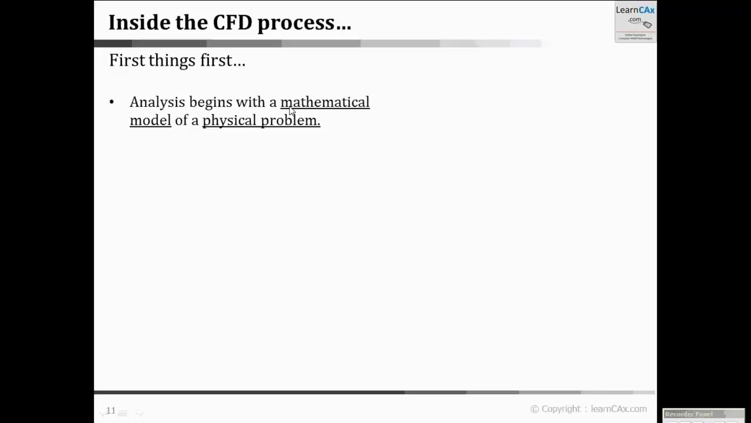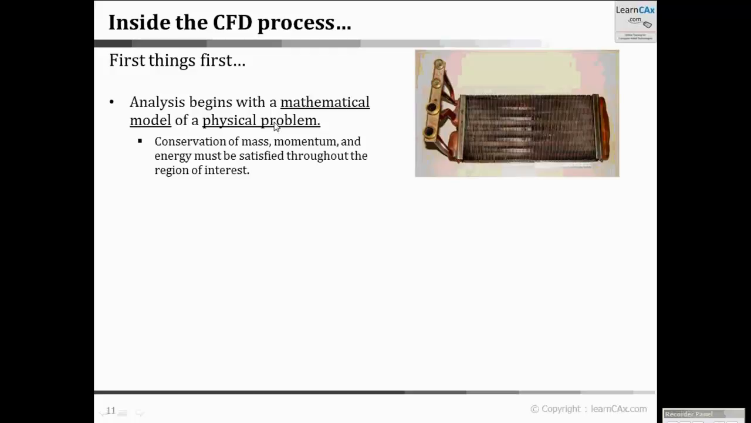Now let us see the process of CFD in detail. First things first, we have to convert a physical problem into a mathematical problem or a CFD problem.